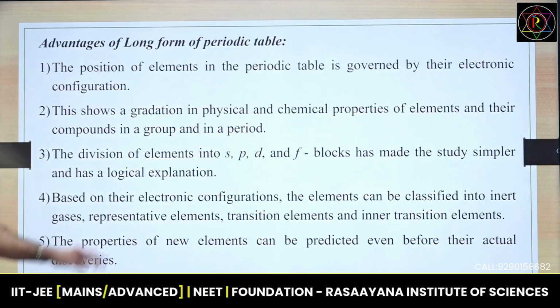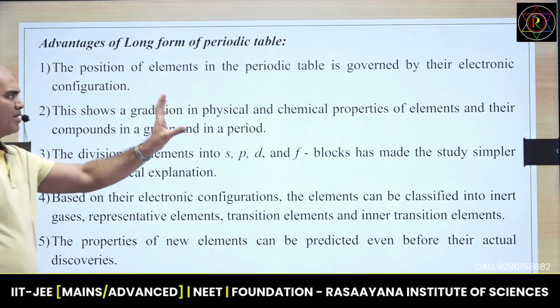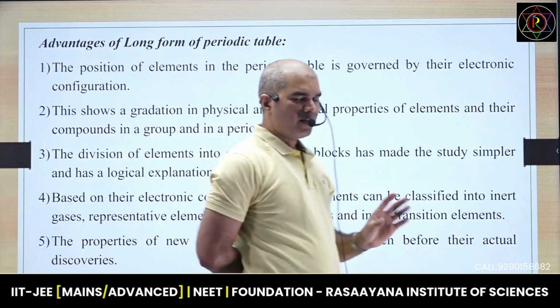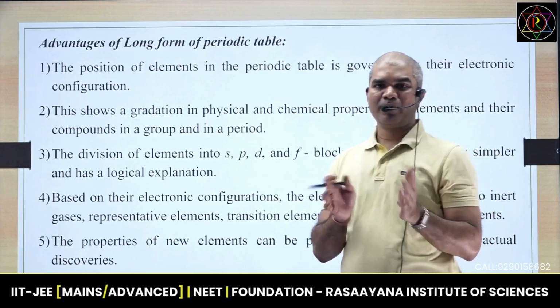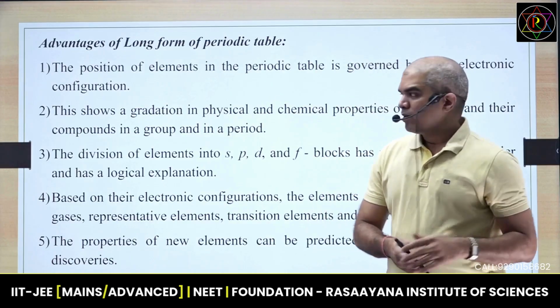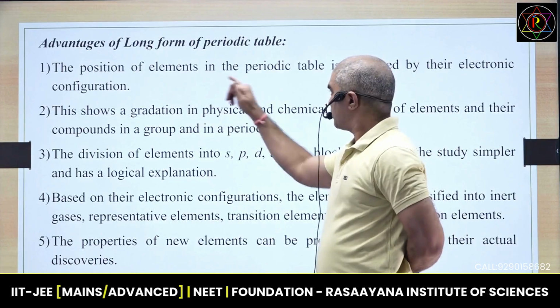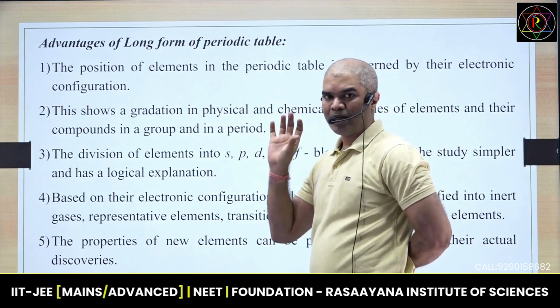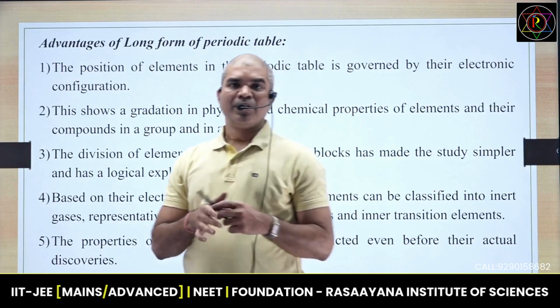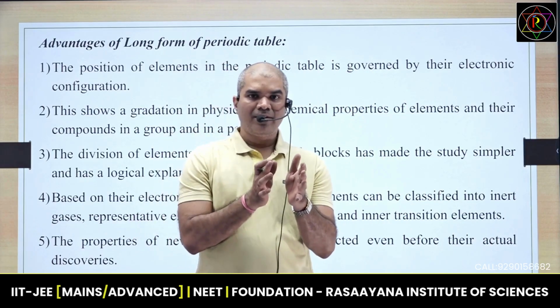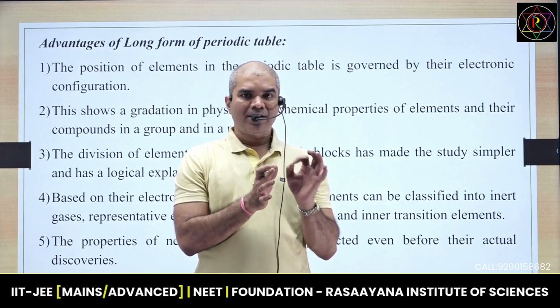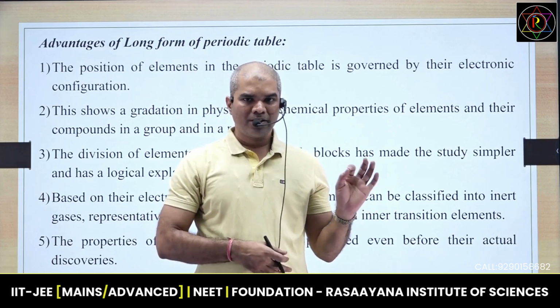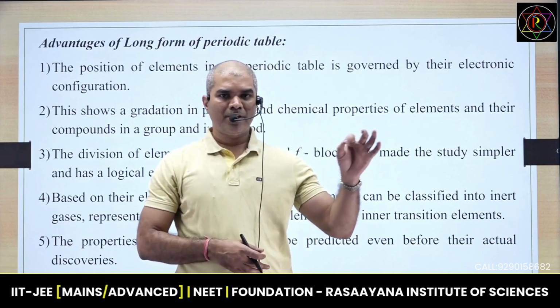And finally, coming to the advantages and drawbacks of the long form of the periodic table. Both we'll see. What are the advantages? First one, the position of the element in the periodic table is governed by electronic configuration. So wherever I am placing the element, that place is governed by its electronic configuration. According to electronic configuration, I am numbering the elements.